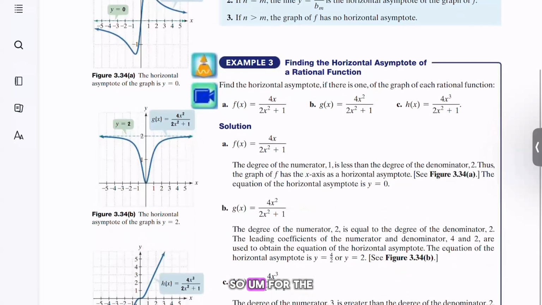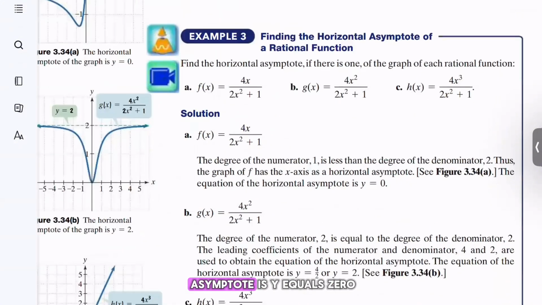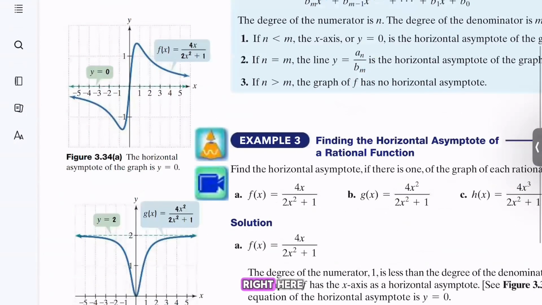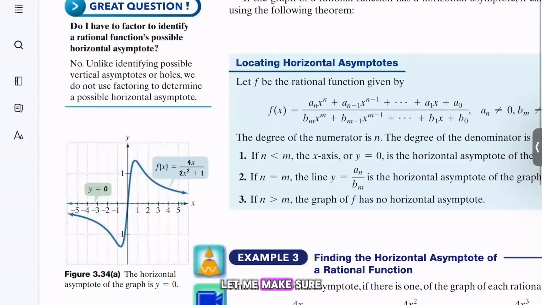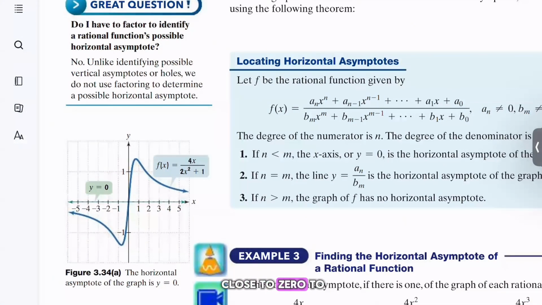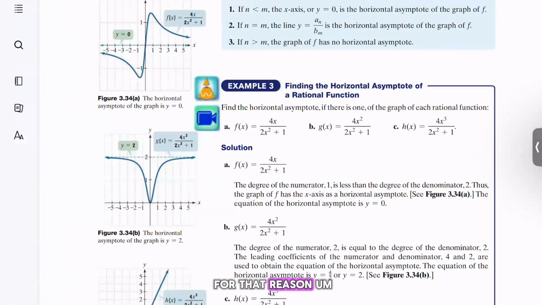So for the first one, clearly the degree of the numerator is less than the degree of the denominator. So the horizontal asymptote is y equals 0. Where is that one? Right here. So as you can see in this graph, these arrows are going to get really close to 0 to the right and really close to 0 on the left, but it's never going to cross. So that's what that looks like. I love the book for that reason.